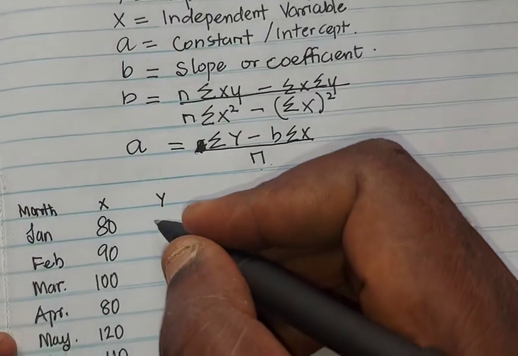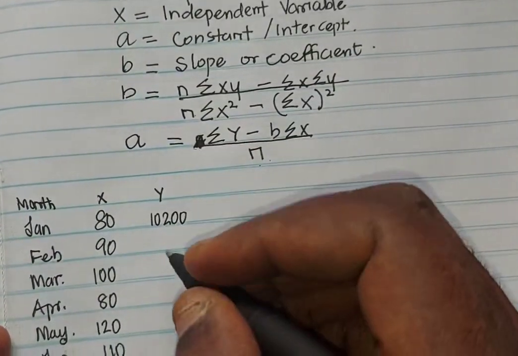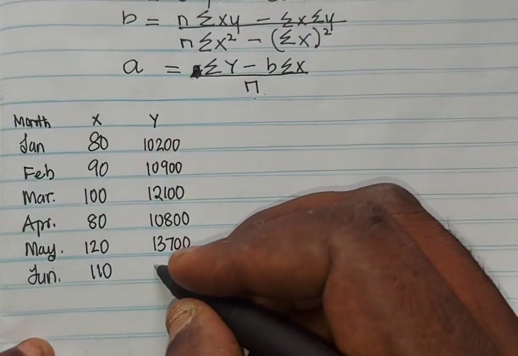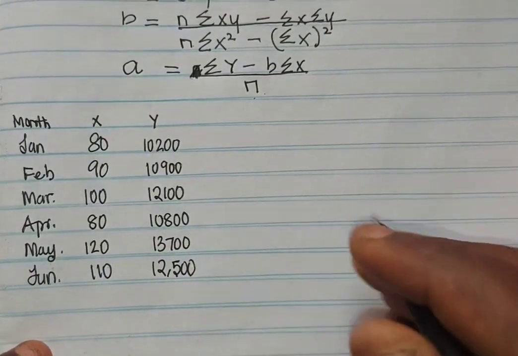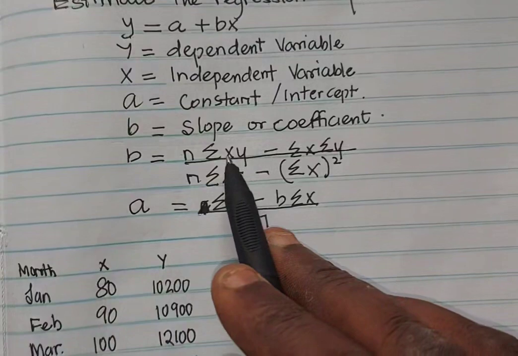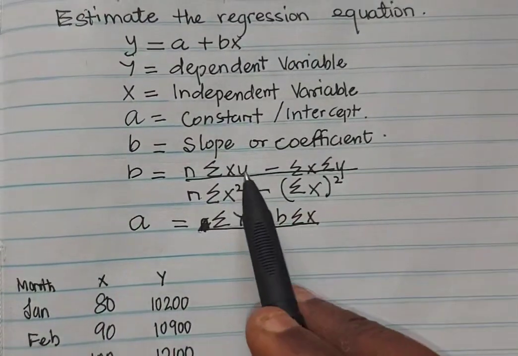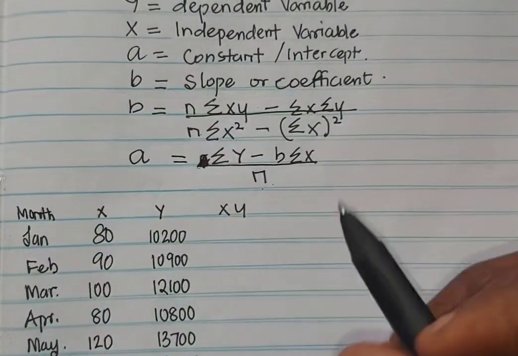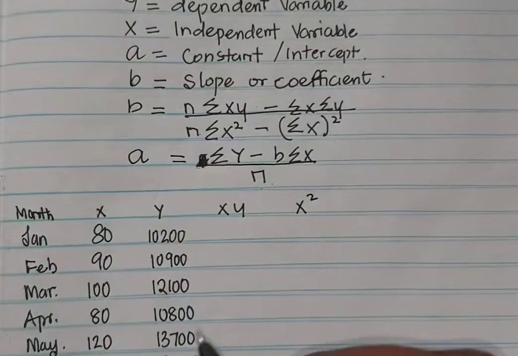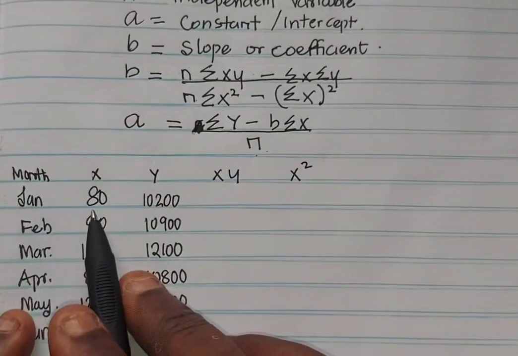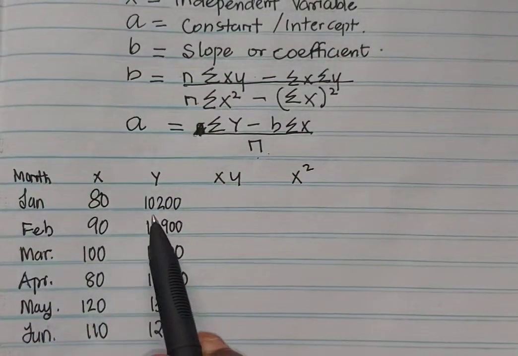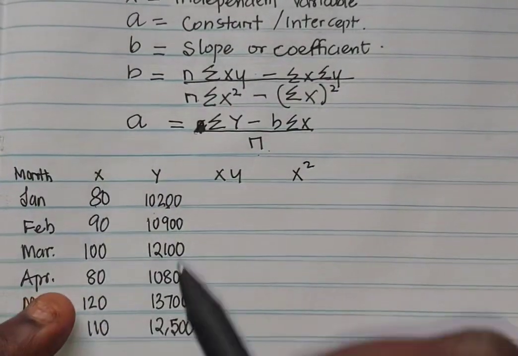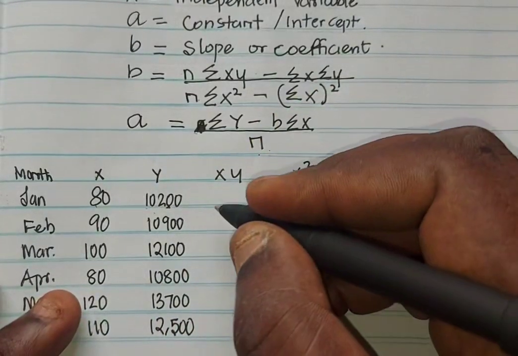Then from the formula we need xy, as you can see, and we also need x squared. So let's look at our xy. xy is just to multiply 80 by 10,200, and that gives 816,000.